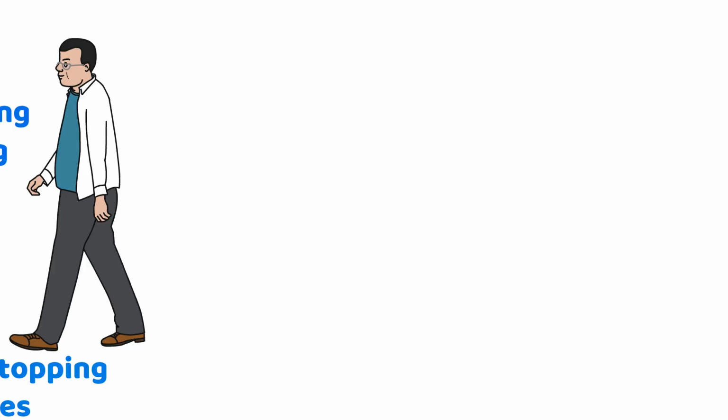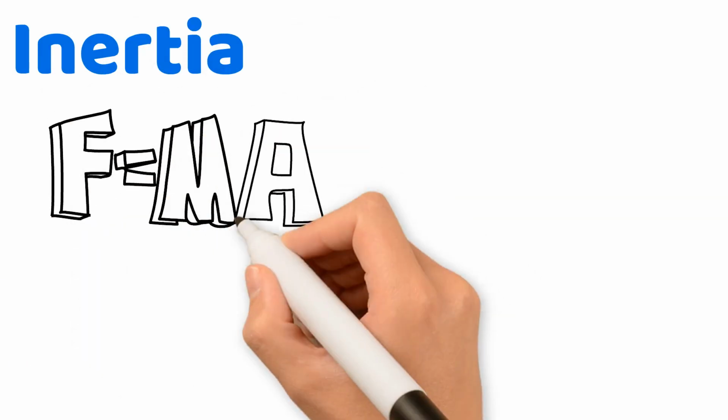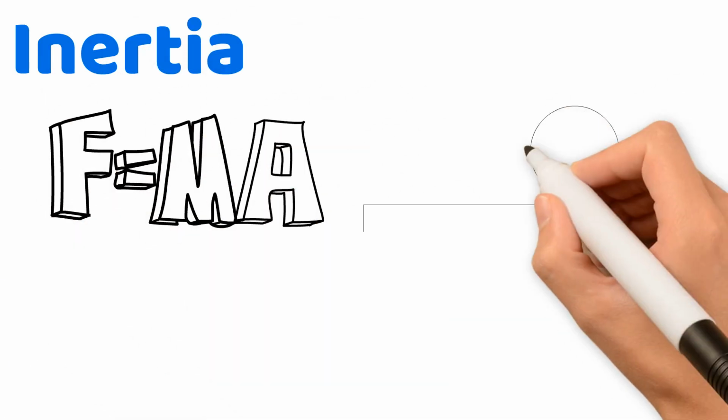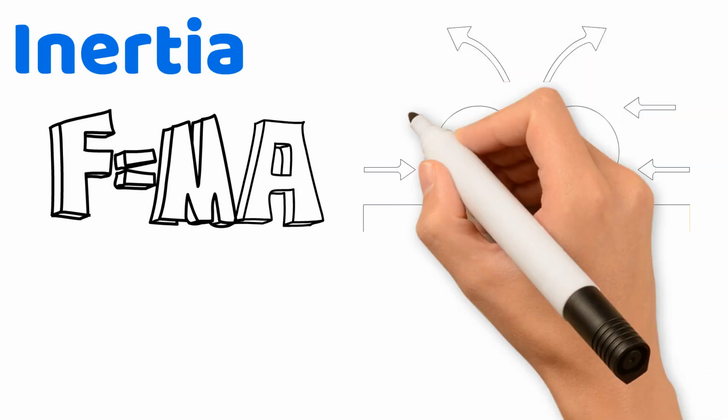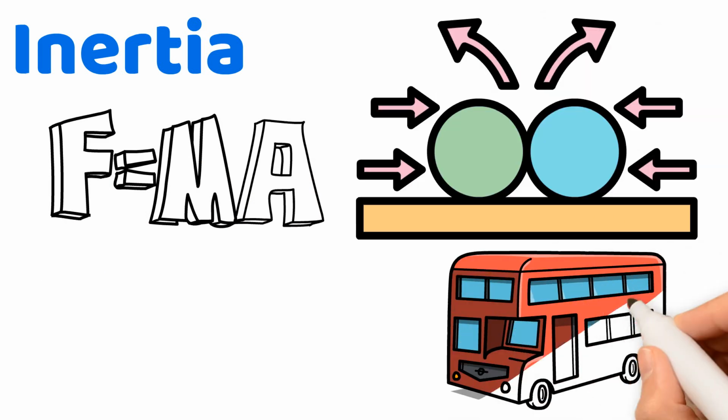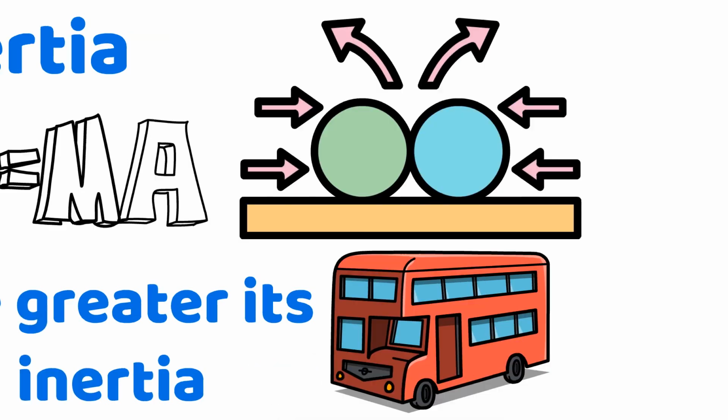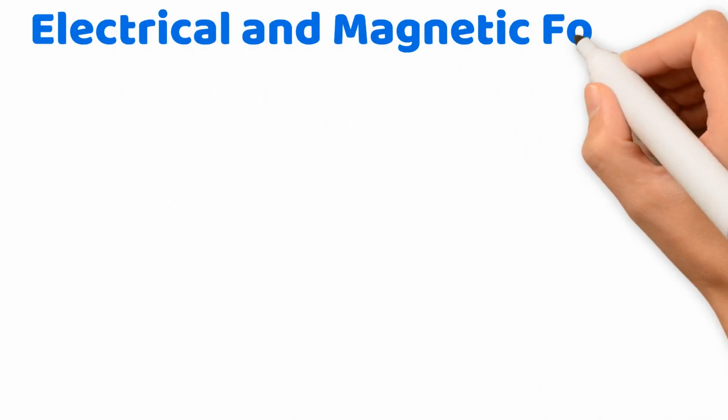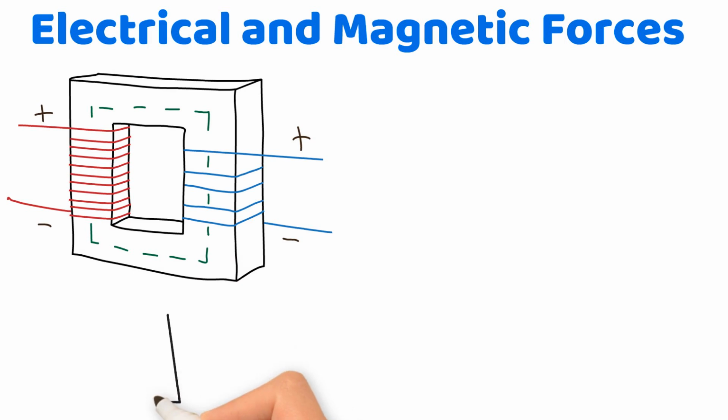stopping of vehicles. Inertia. Defined by Newton's first law of motion, inertia is the tendency of an object to resist changes in its state of motion. The greater the mass of the object, the greater its inertia. Electrical and magnetic forces. These forces govern the attraction or repulsion between charged particles or magnetic poles.